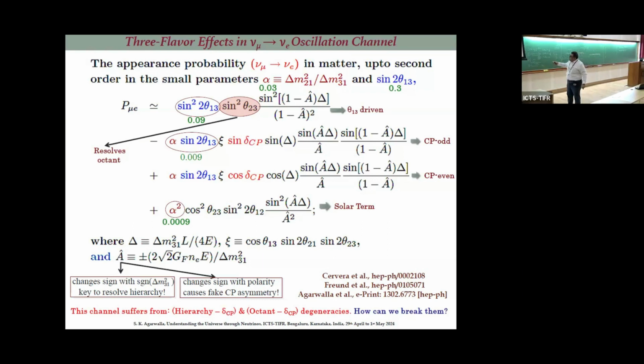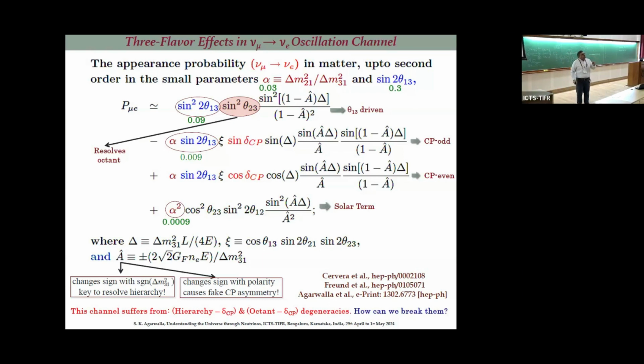So if you expand this probability in these 2 parameters up to second order, you can write down these 4 terms very nicely. So let's go piece by piece. Okay? Go with me, please. So the first term, you have sine square 2 theta 13. Then you have sine square theta 23. And then you have some term here. This delta is the oscillation phase, delta m square L by 4E. You are familiar. And first time I am bringing this term called A hat.